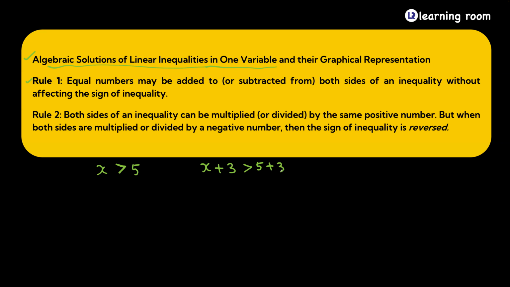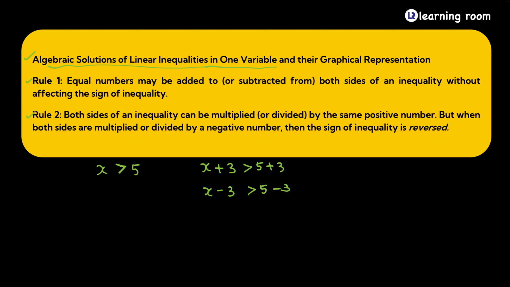So did you understand rule number one? Say they give you the inequality, you can add or subtract. Meaning, if x is greater than 5, x minus 3 will also be greater than 5 minus 3. If you add the same number or subtract the same number, what will not change? The sign of the inequality is undisturbed. It is not disturbed. Okay.